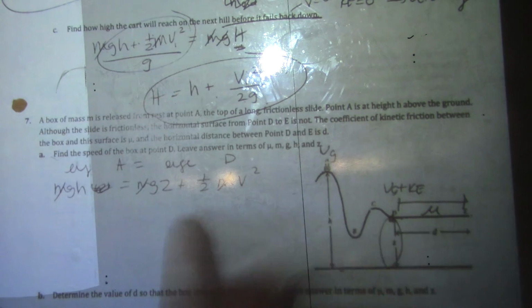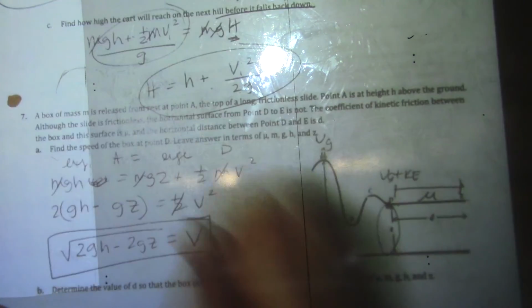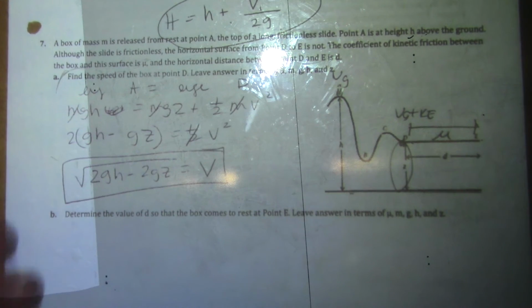Take out the m's. This is going to be gh minus gz equals 1/2 v squared. Multiply everything by 2, so I'm just going to put it in parentheses. Take the square root: v equals the square root of 2gh minus 2gz. You can distribute the 2, or you can keep it in parentheses. It doesn't matter. They will be equivalent.